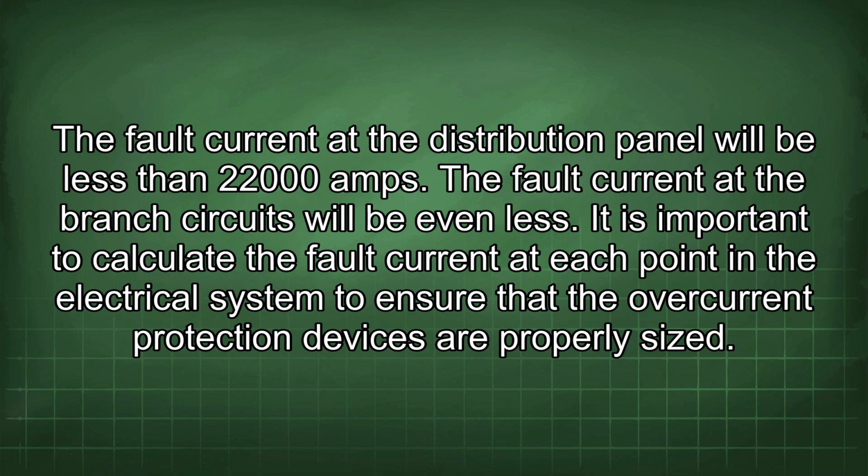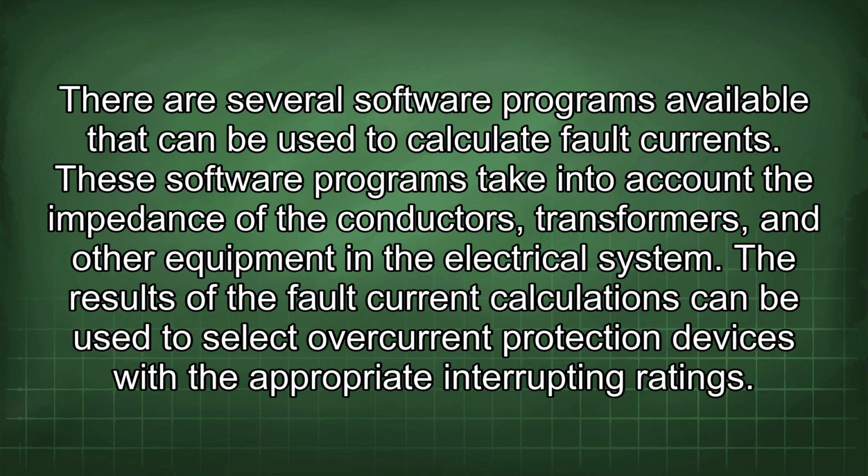It is important to calculate the fault current at each point in the electrical system to ensure that the overcurrent protection devices are properly sized. There are several software programs available that can be used to calculate fault currents. These software programs take into account the impedance of the conductors, transformers, and other equipment in the electrical system. The results of the fault current calculations can be used to select overcurrent protection devices with the appropriate interrupting ratings.